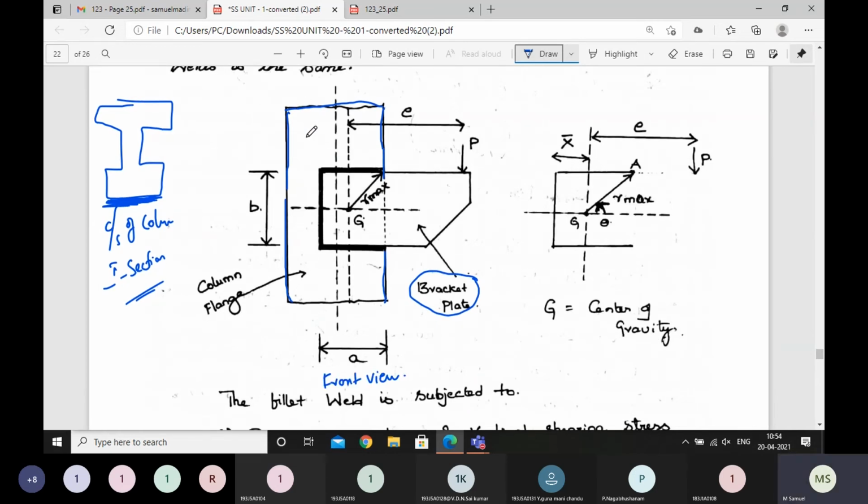ఓకే, సో దిస్ ఇస్ ది ఫ్లేంజ్, కాలం ఫ్లేంజ్, ఐ సెక్షన్ కాలం ఫ్లేంజ్. అండ్ ఈ ఫ్లేంజ్ కి నేను ఇక్కడ బ్రాకెట్ ప్లేట్ ని ఇలా అటాచ్ చేశాను. సో ఇప్పుడు మీకు చూస్తే ఇక్కడ నేను వెల్డ్ చేశాను. దిస్ ఇస్ వెల్డ్. ఓకే, ఈ కేసులో ఎంత వెల్డ్ చేశానో చూడండి ఒకసారి. ఇది ఏ, ఈ డిస్టెన్స్ దిస్ ఇస్ ఏ, అండ్ దిస్ ఇస్ ఆల్సో ఏ అండ్ దిస్ ఇస్ బి.